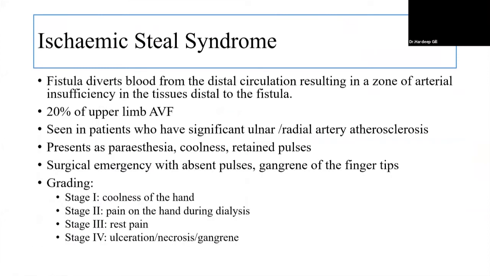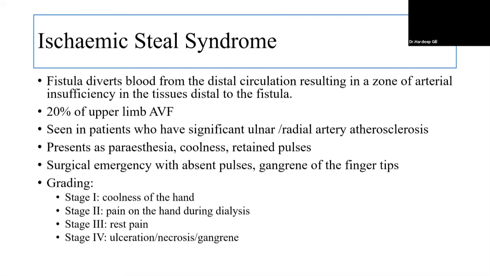Ischemic steal syndrome is another complication that can harm an AV access, whereby the fistula diverts blood from the distal circulation, resulting in a zone of arterial insufficiency in the tissues distal to the fistula. So you'll end up having coolness in the hand. So blood is going from a brachiocephalic fistula, blood is going back into the fistula rather than going down to the hand. And it happens in about 20% of upper limb AV fistulas, but the majority are asymptomatic.